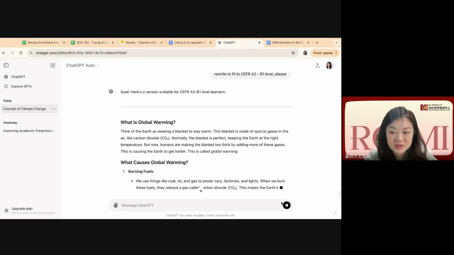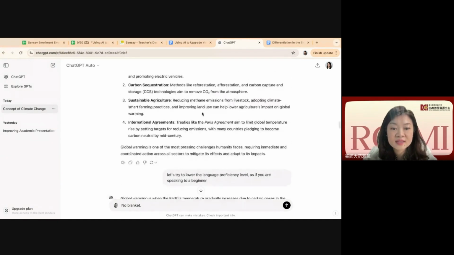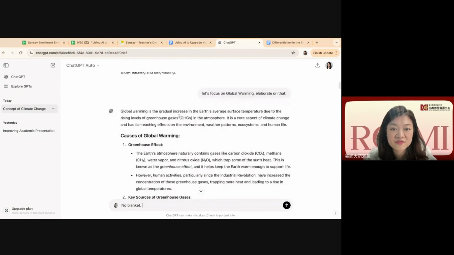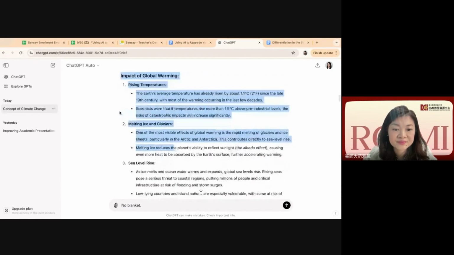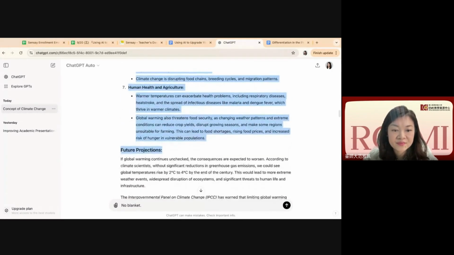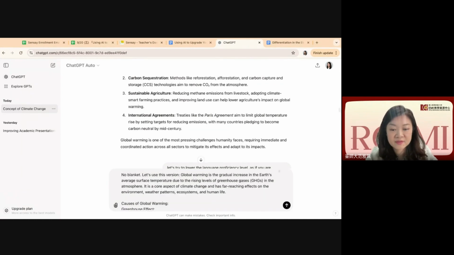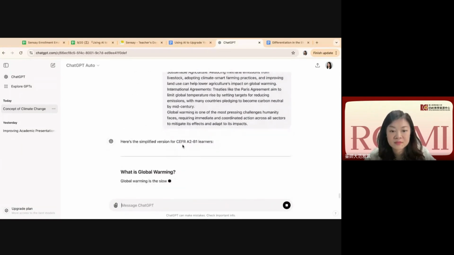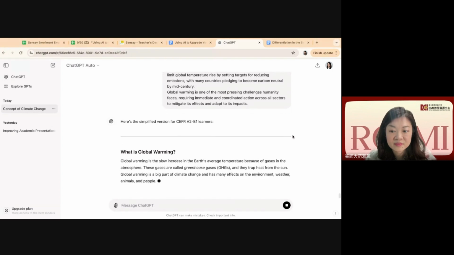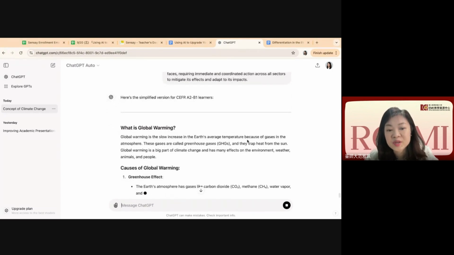No, so let's stop here a little bit. I don't like the blanket one. No blanket. Let's use the first version. Okay, then you say, let's use this version. I think it's pretty much the same as the second attempt that we tried, right?